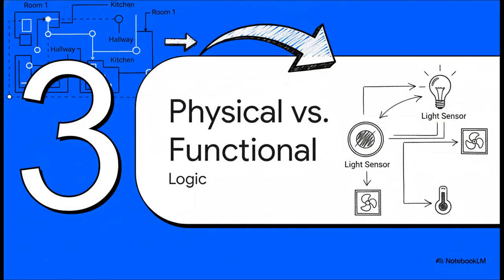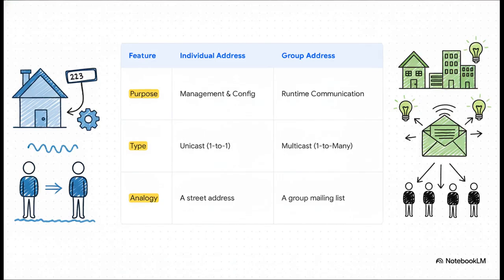So let's just put it all together and really look at the core difference between the physical map and the functional logic of KNX. So you've got the individual address, right? That's purely for management. It's a one-to-one unicast message, your unique street address for a single house. Then you've got the group address, and that's for all the day-to-day action. It's a one-to-many, multicast message. And the perfect analogy is a group mailing list, where one email reaches absolutely everyone on the list instantly.